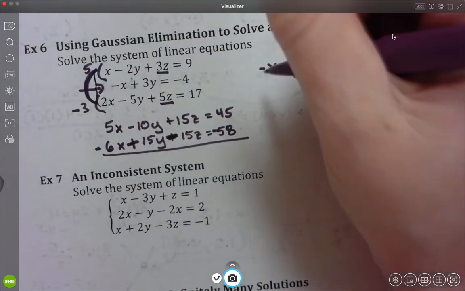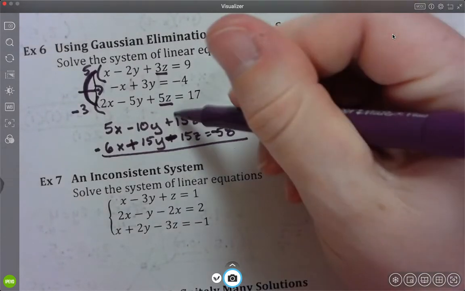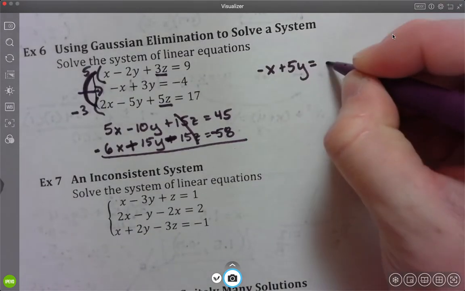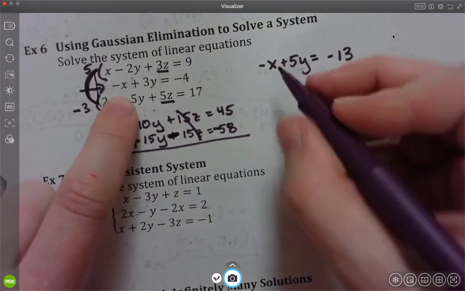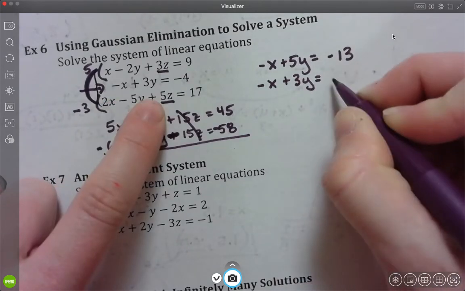10y plus 15y is plus 5y. And I get, because the z's are going to go away, 45 minus 58 is -13. Okay? Now, if I combine that with my second equation, -x plus 3y equals -4.